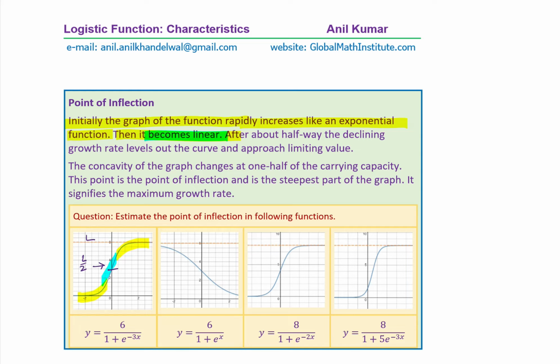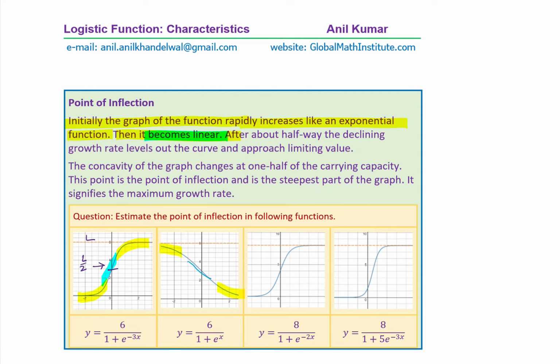After the halfway, the growth rate decreases. That is what you can see in each and every graph, right? Where the k value is positive. Of course, when k is negative, we have a decay, but it is a similar function. Initially it is exponential, then linear, at the end again exponential, right? So that is how it is, as you can see.